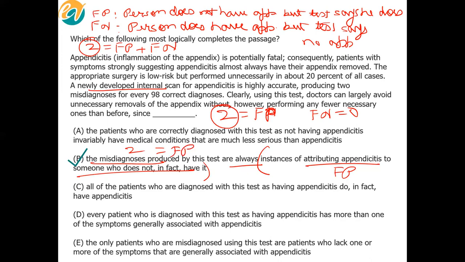All right. In fact, I was surprised with Alpha and David, because generally it's between Baker and Charlie. Why do you guys think Charlie is not the right answer, by the way? C? It tells that there is no false positive also. Okay, very nice. All the patients who are diagnosed with this test as having appendicitis do in fact have appendicitis. So what is this saying? It's basically saying that false positive is 0. So if false positive is 0, then it's essentially saying that both the misdiagnoses are false negative. We don't want that. In fact, we want the opposite of that.